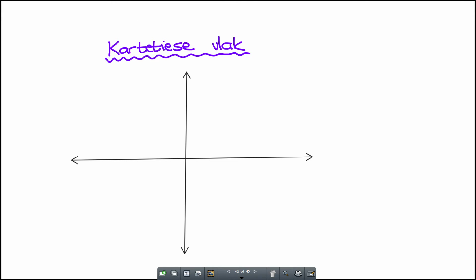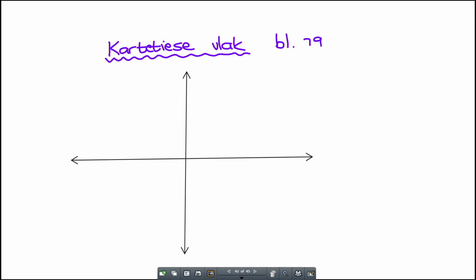Okay, so people, kartesiese vlak, nee? English people, Cartesian plane, page 79. Check on page 79. Cartesian plane. Ek gaan nou sommer gou hierso vir jou skryf, bladsy 79.